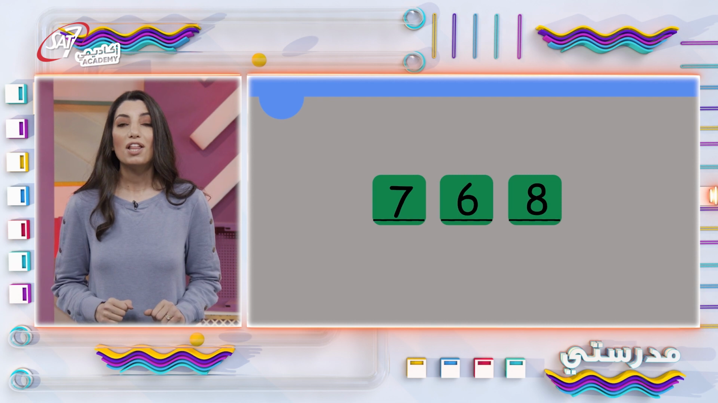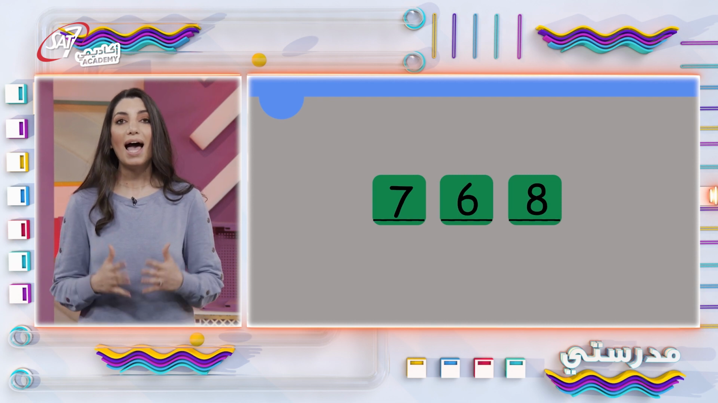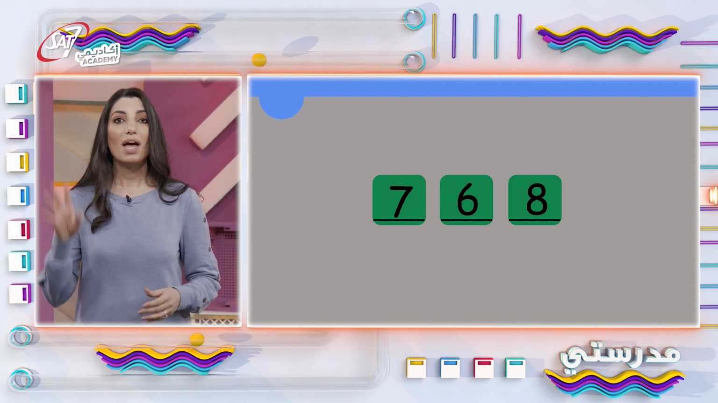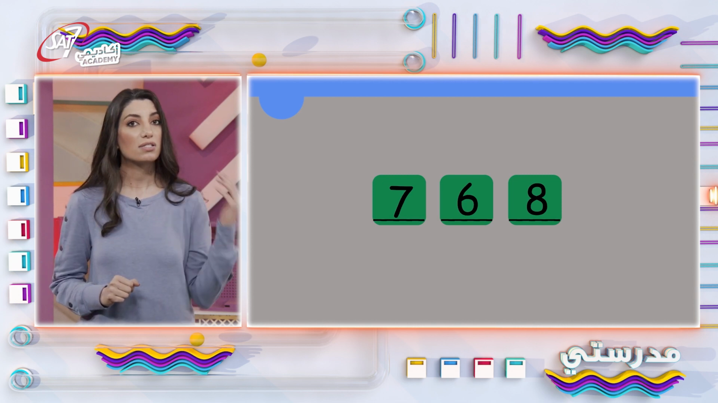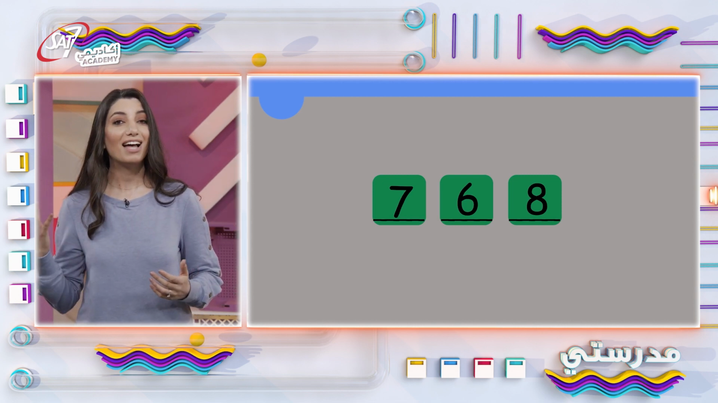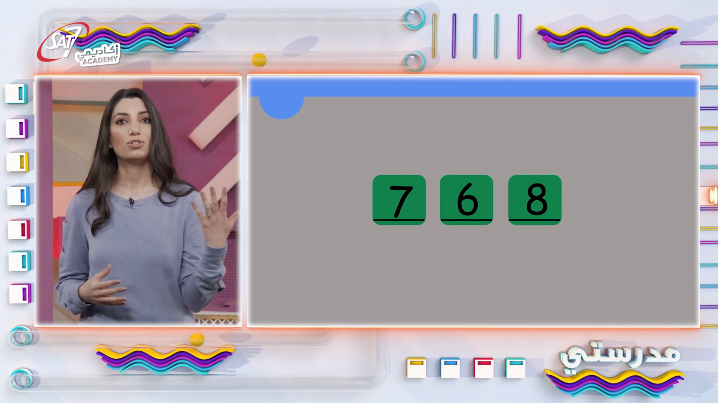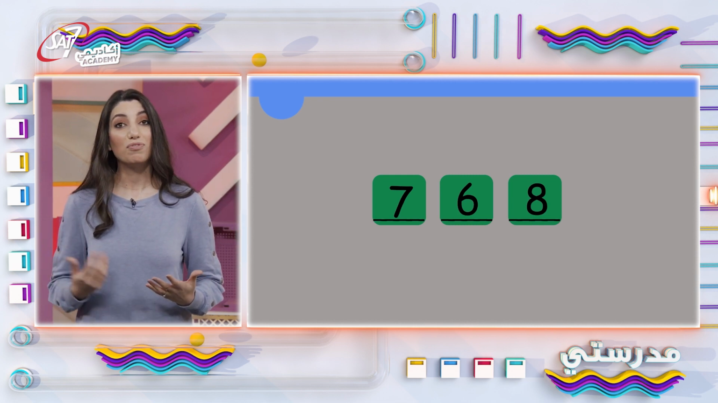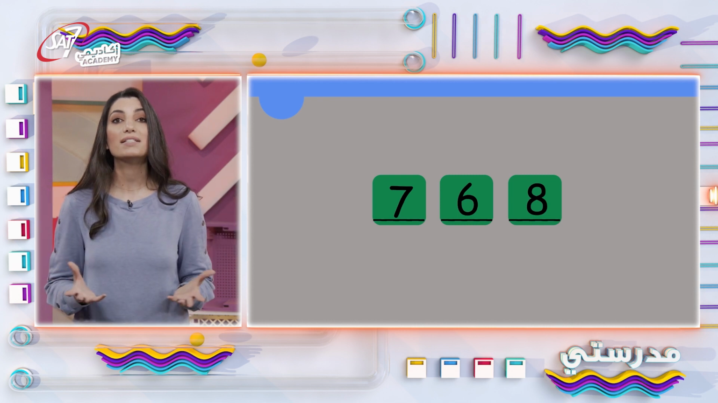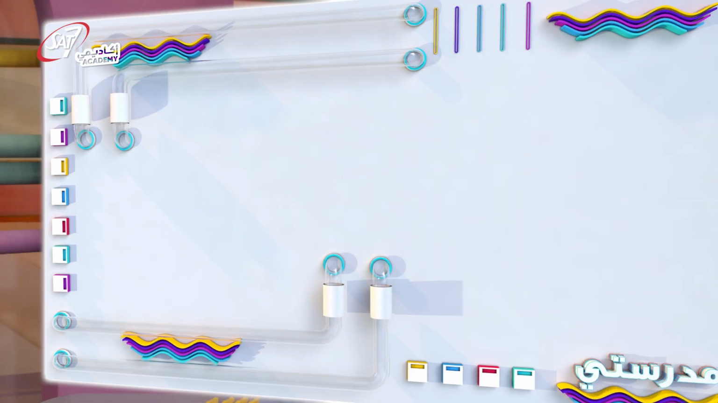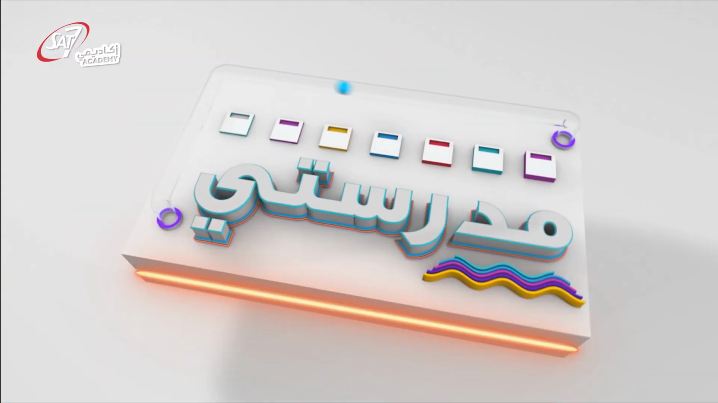In a year, there are 12 months, and half would be 6. We have 4 seasons in a year: summer, winter, spring, and fall. So in 2 years, we would have 2 summers, 2 springs, 2 winters, and 2 falls, a total of 8 seasons. In this math module of Madrasati, we will solve more riddles like this one. Stay tuned.